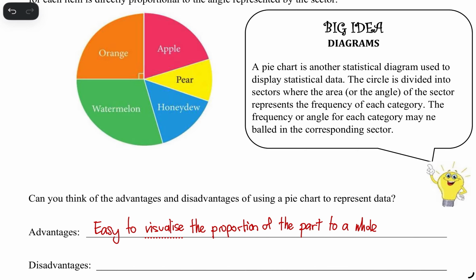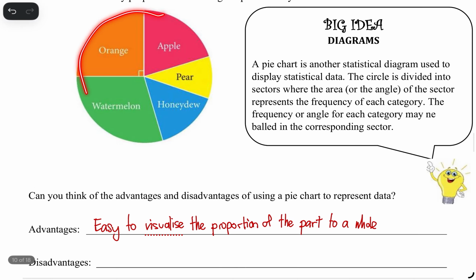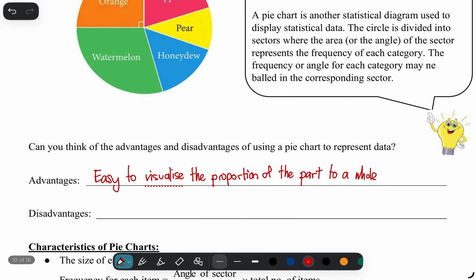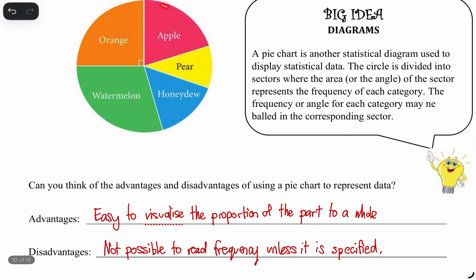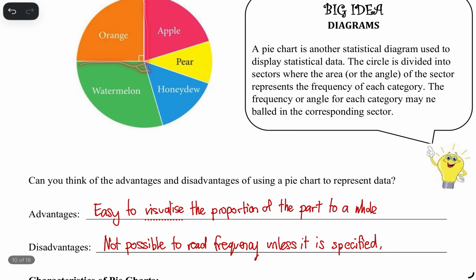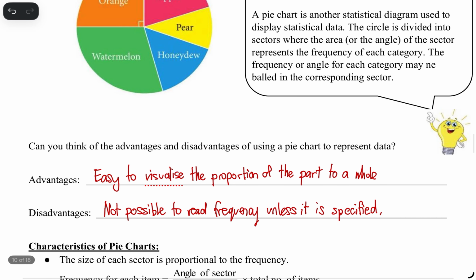And the disadvantage of using a pie chart is that when I just look at a diagram like this, I only know the proportion. It is not possible to read the exact frequency, meaning how many people, unless the pie chart specifies it for you. And also, if the question tells you this whole thing is 100, then you must go and calculate yourself, like 90 degrees out of 360 degrees is how many people. Okay, so these are some of the disadvantages of using a pie chart.